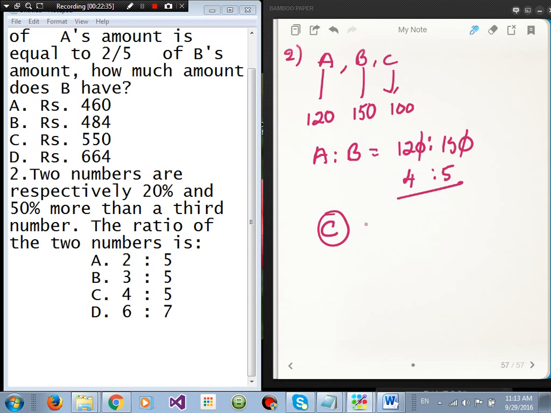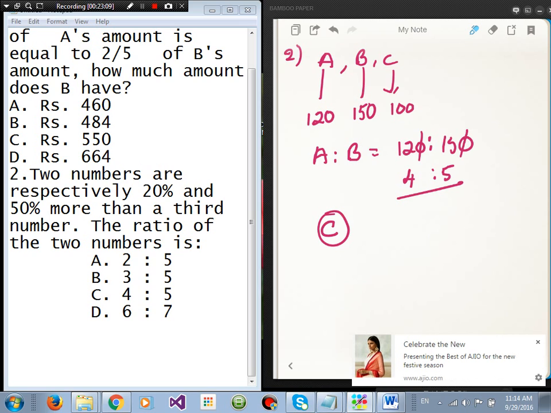4 is to 5. Simply what they are saying, two numbers are respectively 20%, 50% more than the third number. Let us take the third number as 100. If third number is 100, automatically first number becomes 120, second number becomes 150. And they are asking about the ratio of the two numbers, A is to B. A is 120, B is 150. 120 is to 150. Simply okay, 0, 0 get cancelled and 3 table 4 times as well as 5 times. Simply we can get it.